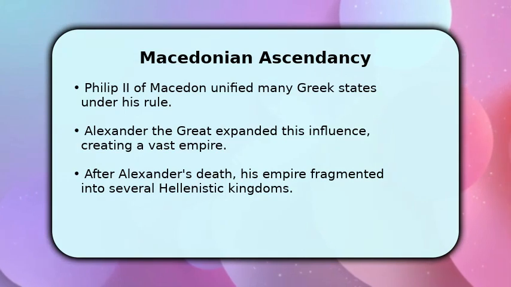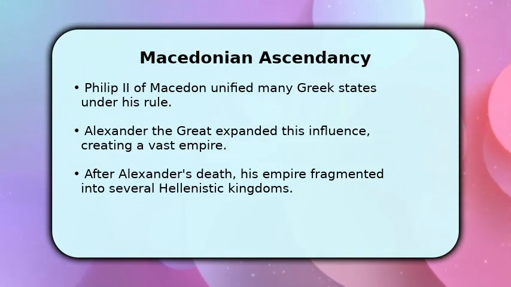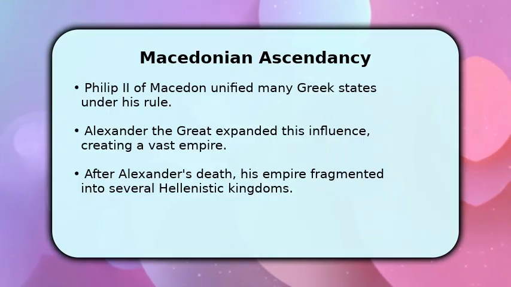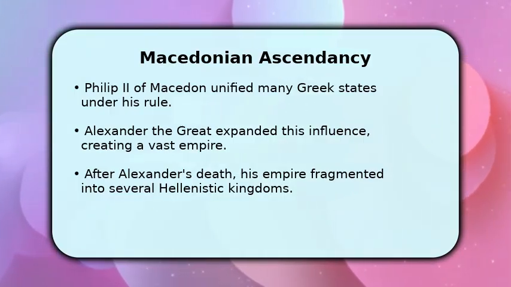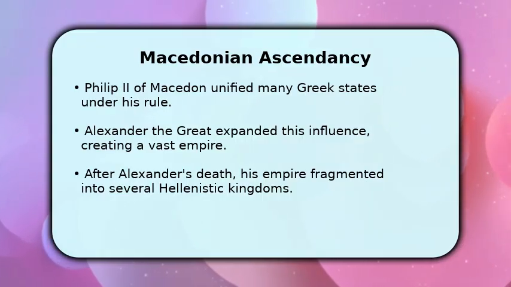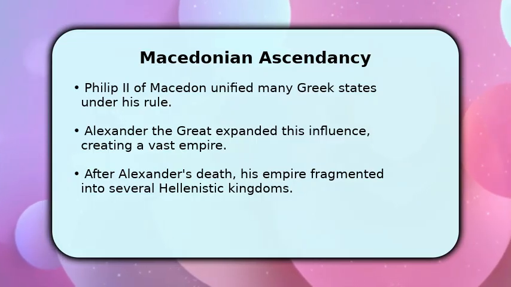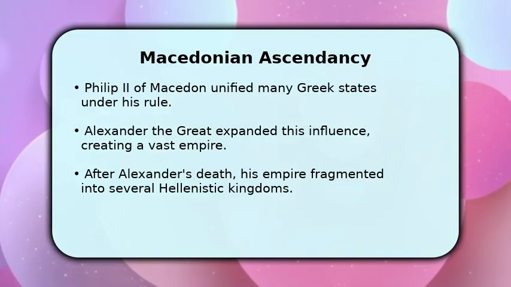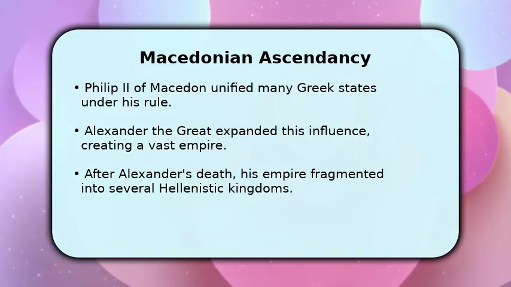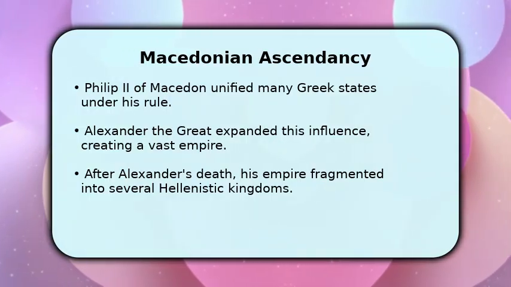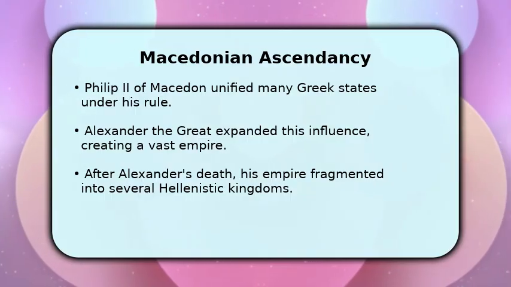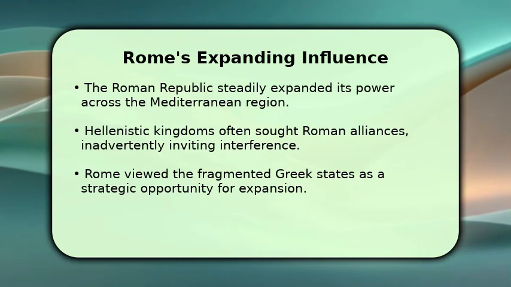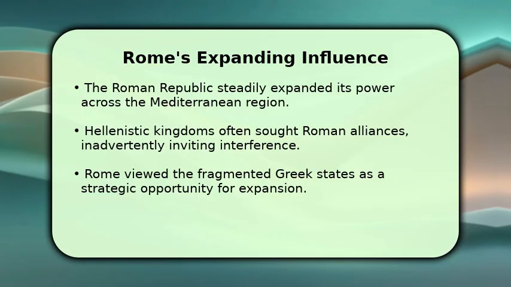Following the period of internal strife, a new power emerged from the north, Macedon. Philip II skillfully unified many Greek states, laying the groundwork for his son, Alexander the Great. Alexander then expanded this influence dramatically, forging an immense empire. However, upon his death, this vast dominion fractured into several Hellenistic kingdoms, each vying for power and often engaging in conflict.